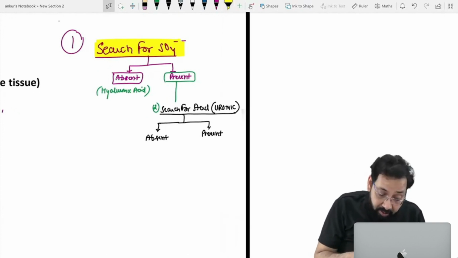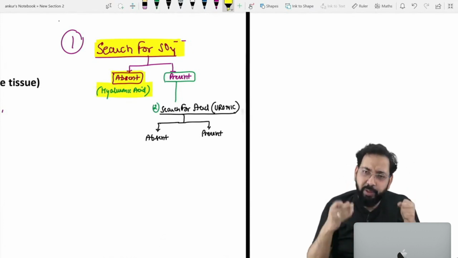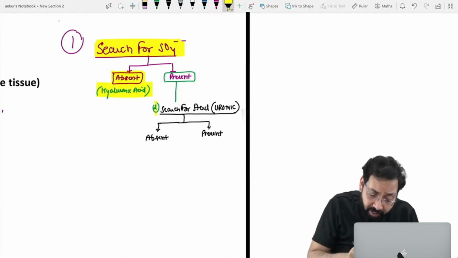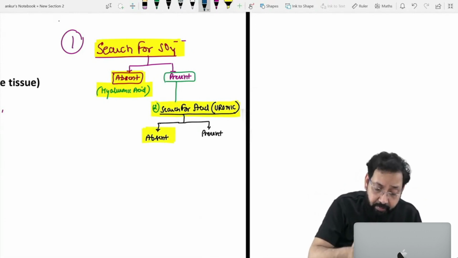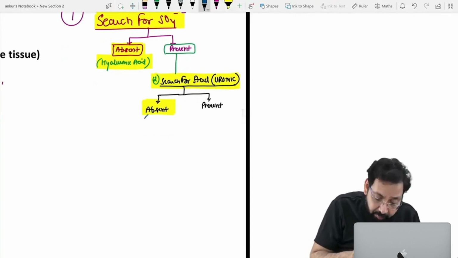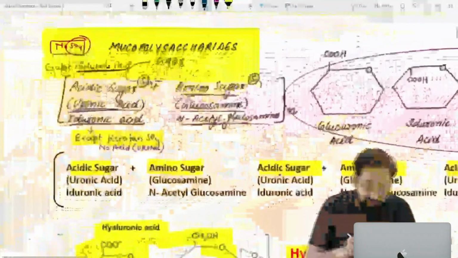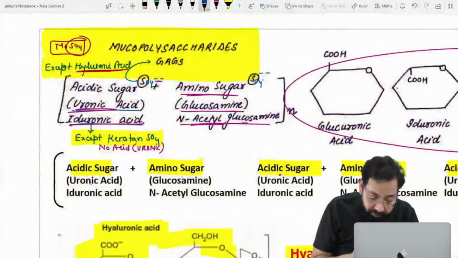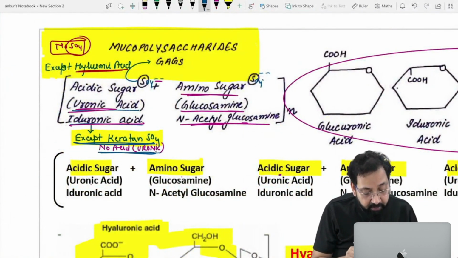If sulfate is absent, hyaluronic acid. If present, it may be one of 5. Second thing, I will search for uronic acid. If uronic acid is absent, without second thought, I will mark keratan sulfate. Keratan sulfate. I told you, this is again a single liner: all have uronic acid except keratan sulfate.